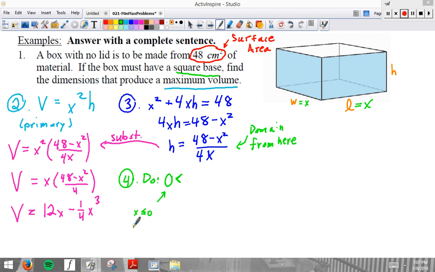X less than or equal to 0 would break the box. Right? All those numbers would make this box non-existent. Now, is there a number x cannot be larger than? Is there an upper limit on x's size?